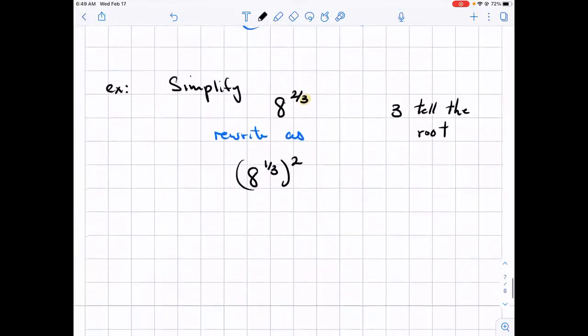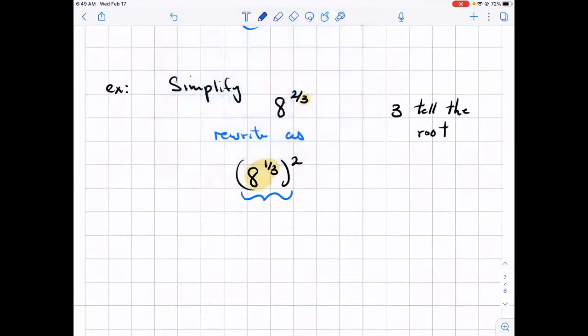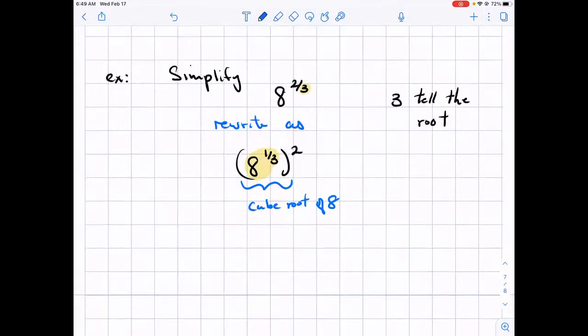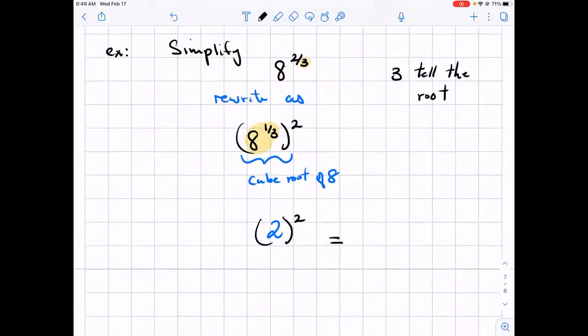And the reason I'm writing 8 to the 1/3 power is because this here is the same as the cube root of 8. And the cube root of 8, we know, is 2. So we now have 2 raised to the 2nd power. And 2 raised to the 2nd power, we know, is 2 times 2, which is equal to 4.